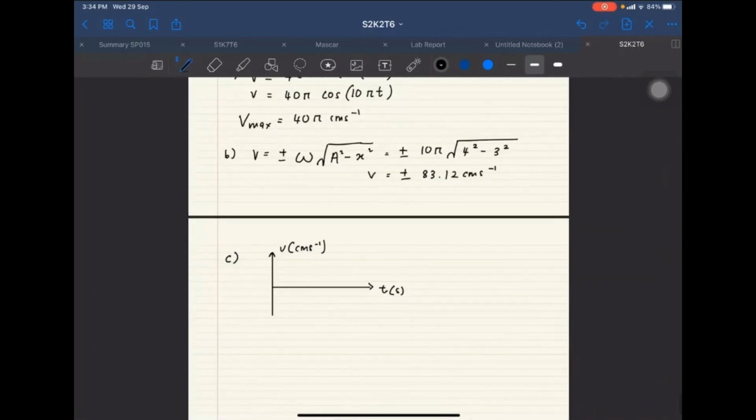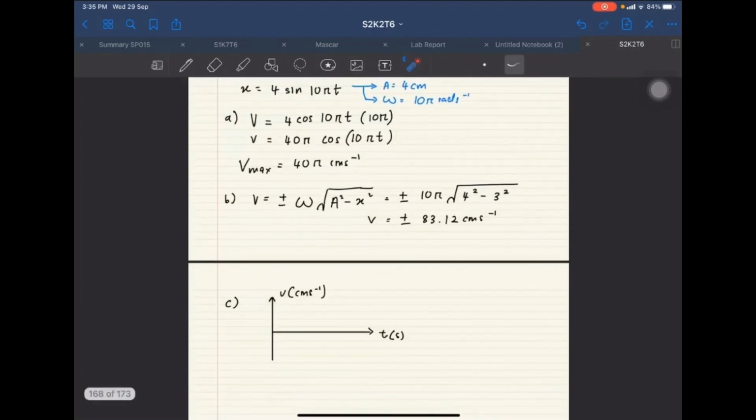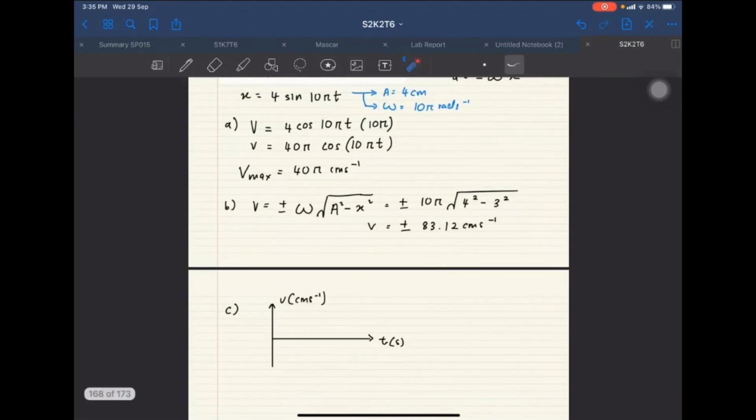Okay, graf kamu bentuk macam mana? Sin ke, cos ke, negatif sin? Graph cos kan? Betul, cos. Sebab tengok equation yang ni. So, kalau kamu jawab A dengan B pakai formula, dekat C ni pun kamu mesti kena differentiate so that kamu tahu graf dia graf apa. So in this case saya dah differentiate tadi. So graf dia adalah graf cos.